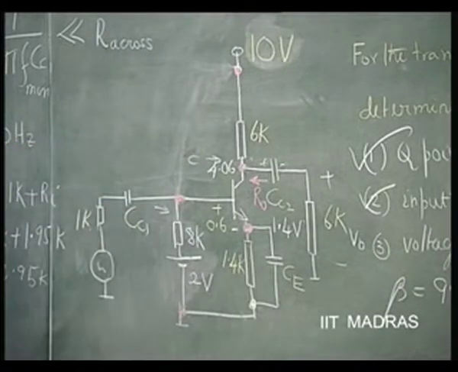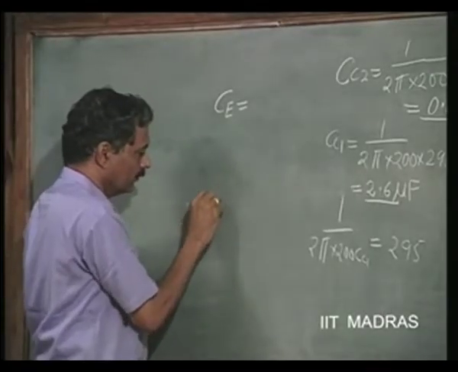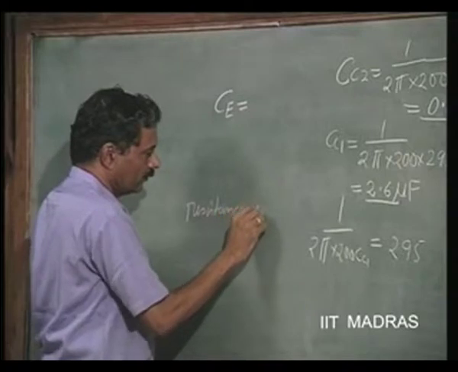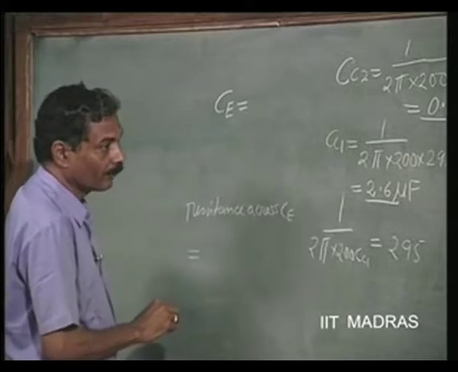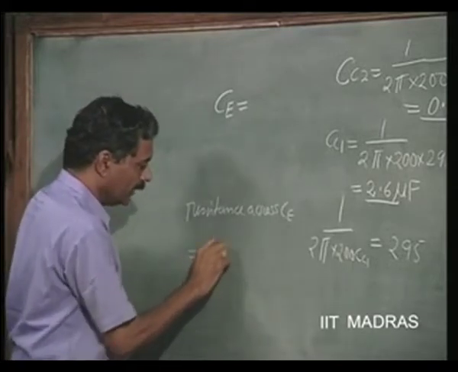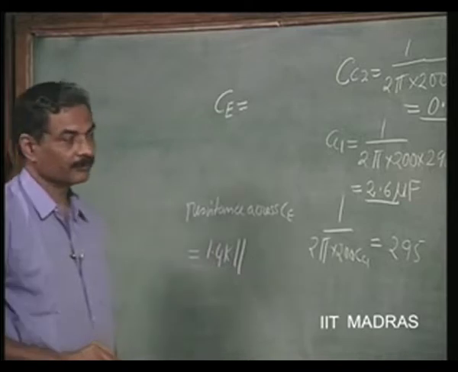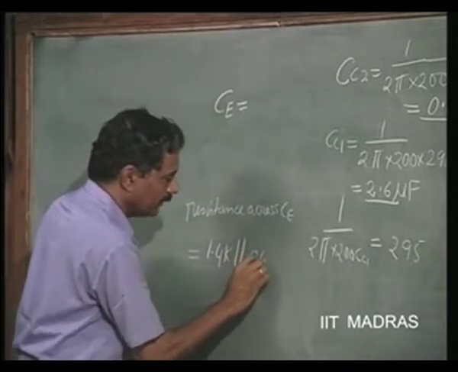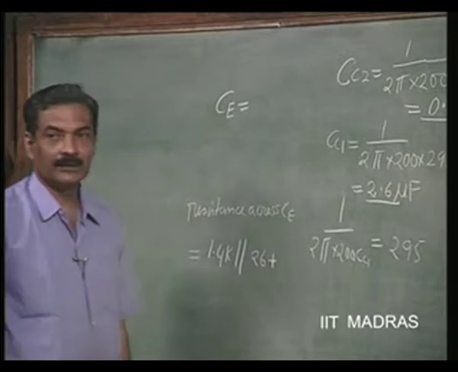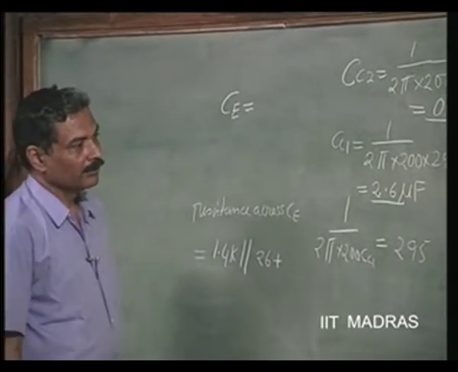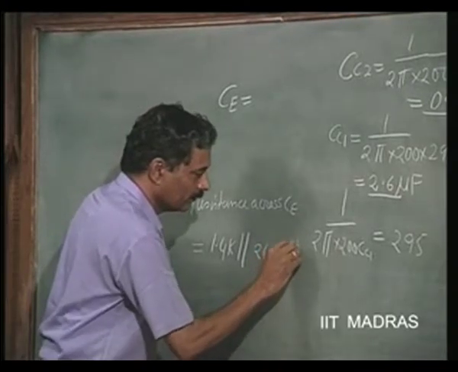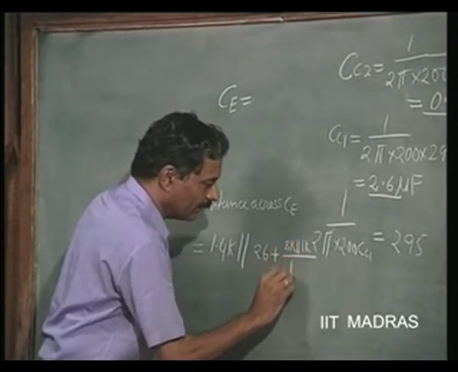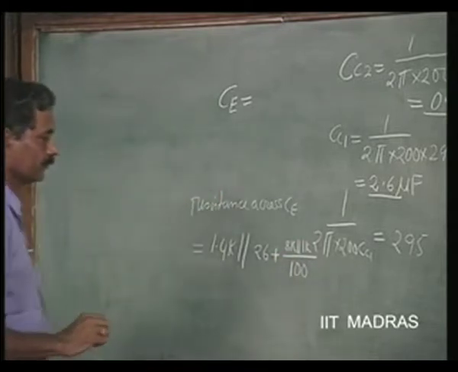So, the resistance across CE is equal to 1.4 k parallel 26 ohms plus 8K parallel 1K divided by beta plus 1, that is 100. Okay.